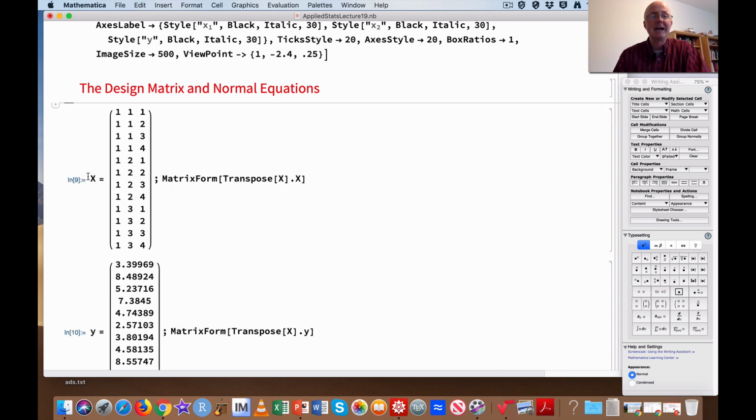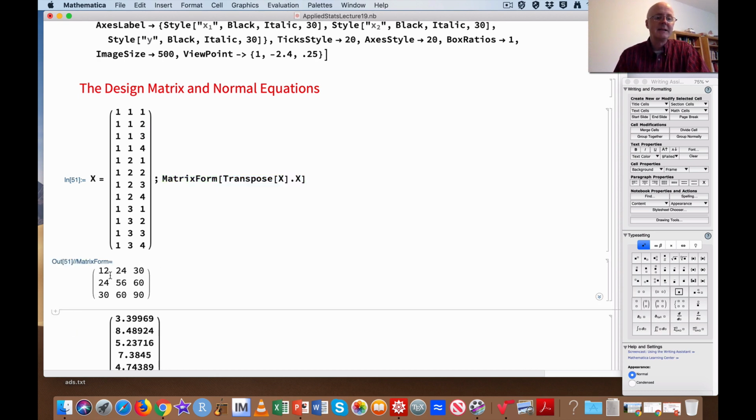Anyway, so that's the design matrix. Notice the first column is all ones. The second column are the x1 values. The third column are the x2 values. And I can look at what X transpose times X looks like. This is going to be my capital A matrix that's going to be 3 by 3. I get this, and these things do equal the summations that we saw in the PowerPoints. And this 12 here is actually n.